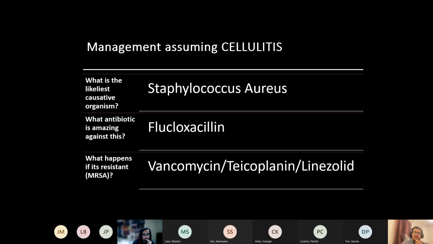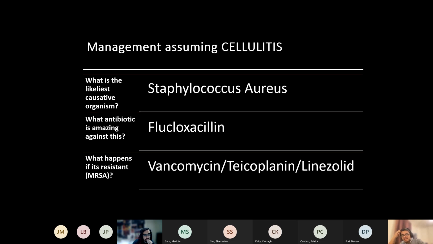Staph aureus. Yep. Great. What antibiotic did James and I mention is specifically really good against Staph aureus and was basically invented to treat Staph aureus? Flucloxacillin. Absolutely. It's the penicillin that is resistant to Staph aureus's enzymes. It's like the only penicillin that was designed to work against Staph aureus. But what happens if it's resistant and they have MRSA? MRSA is methicillin-resistant Staph aureus, which in clinical practice means it's Staph aureus that's resistant to flucloxacillin, because we don't use methicillin clinically.